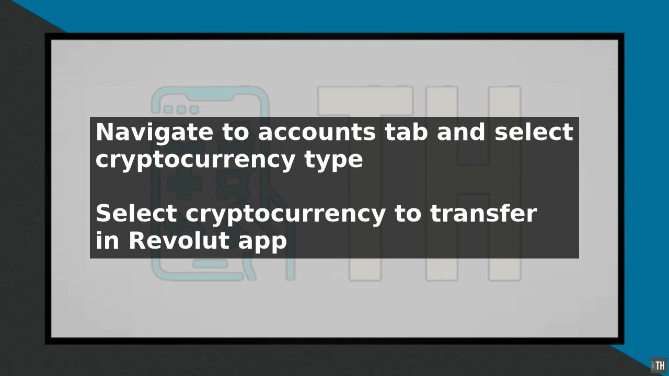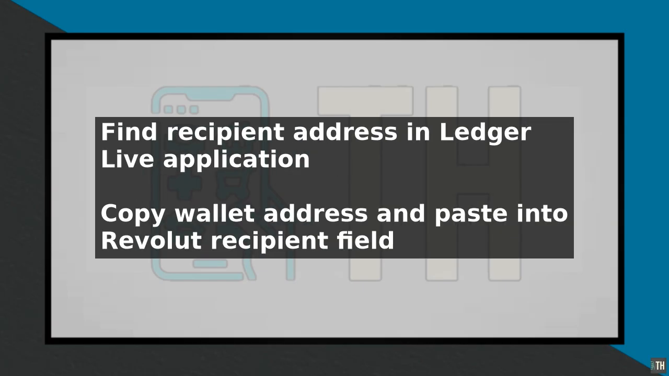Paste the address into the recipient field and enter the amount you want to transfer. Double-check the address to ensure it is correct, as cryptocurrency transactions are irreversible. Once you have confirmed the details, click Send and the transaction will be processed.